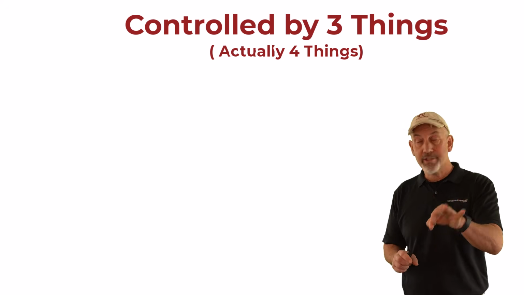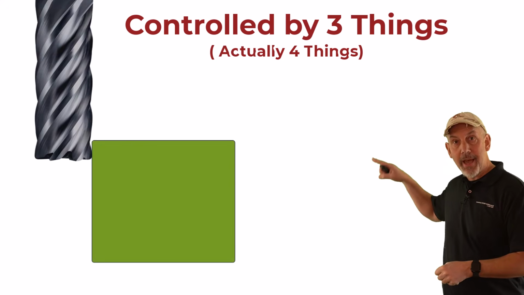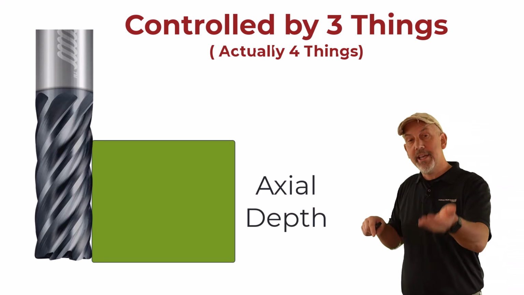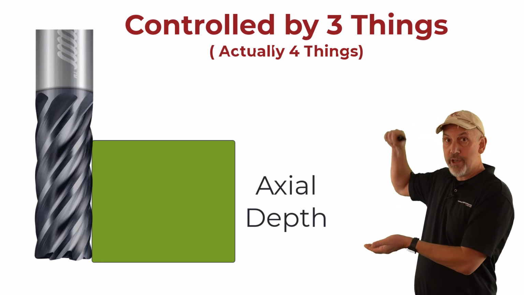Points of contact are controlled by 3 things. They're controlled by 3 things. They're controlled by an axial depth, which means how far axially are you going into your material? That's going to control your contacts.